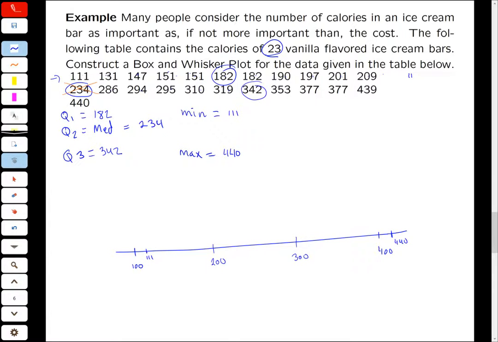Put dots for the minimum and maximum values. So here's the minimum value, here's the maximum value. Now I have to draw a box from Q1 to Q3. So I have to find 182. 182 is slightly smaller than 200. And 342 is going to be slightly bigger than 300. About halfway. Oh, that didn't work well.